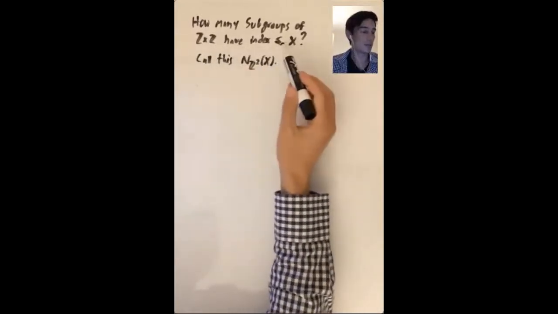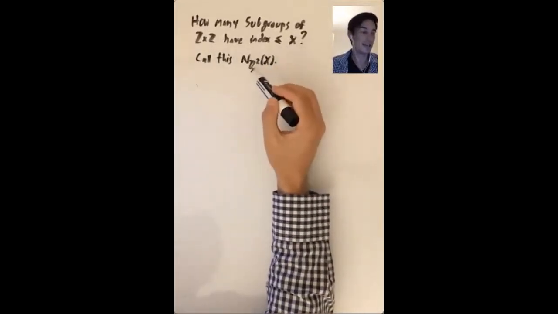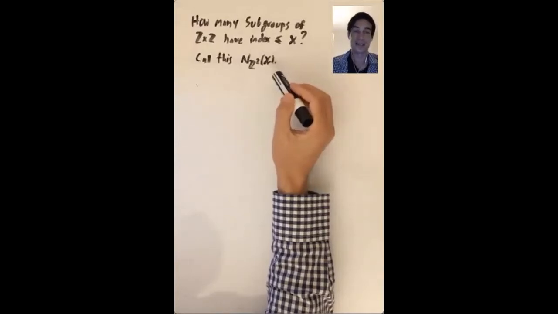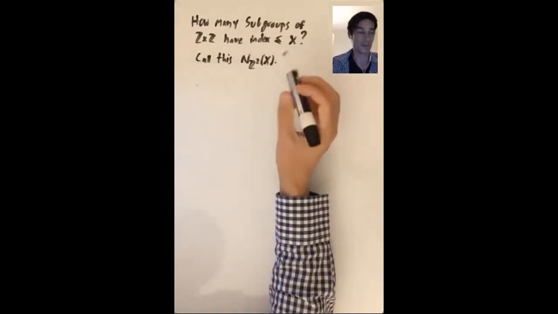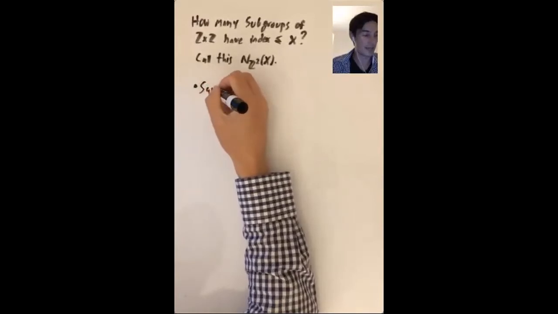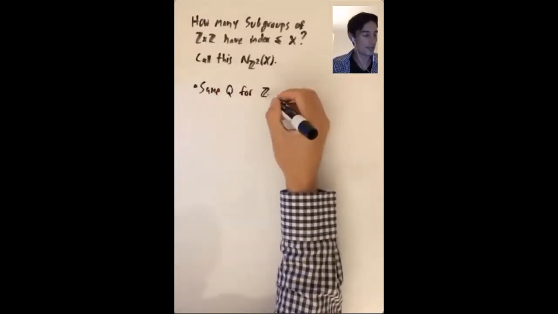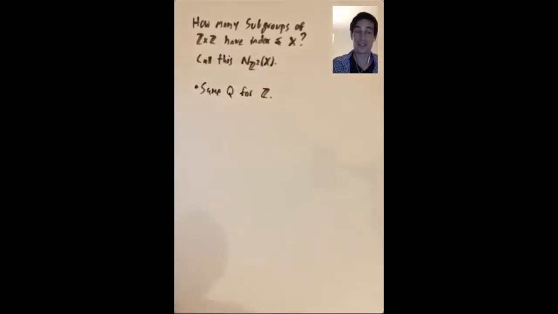So how many subgroups of Z cross Z have index at most x? Let's call this n sub Z^2 of x. We want to know, how does this grow as a function of x? So rather than tell you the answer, let me just say, same question for Z. How many subgroups of Z have index at most x?